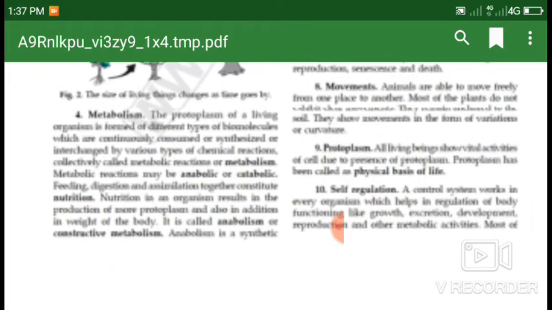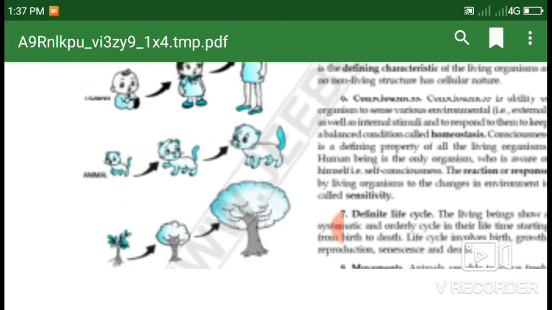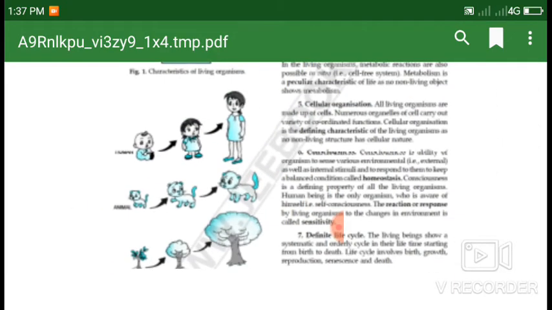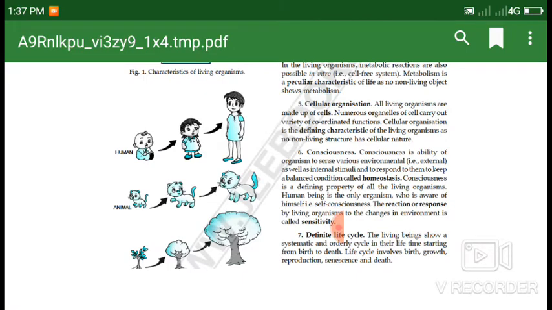So let us discuss what metabolism is. See, the human being starts as a baby, then the baby becomes a child, and the child becomes an adult. So it is a process of growth. And the animals: the baby animal becomes a little bigger, and then it is an adult animal. So it is nothing but the process of growth in animals.